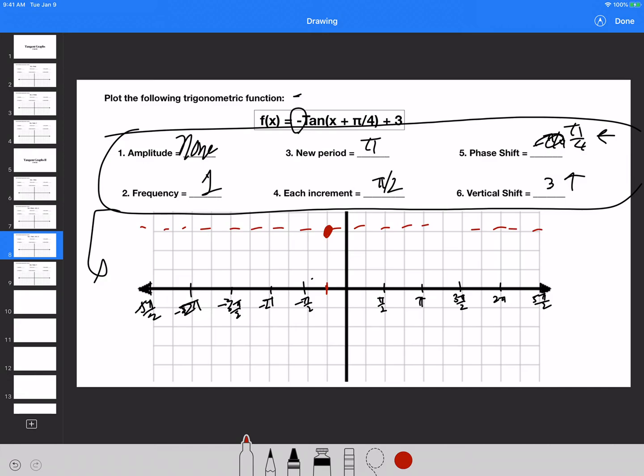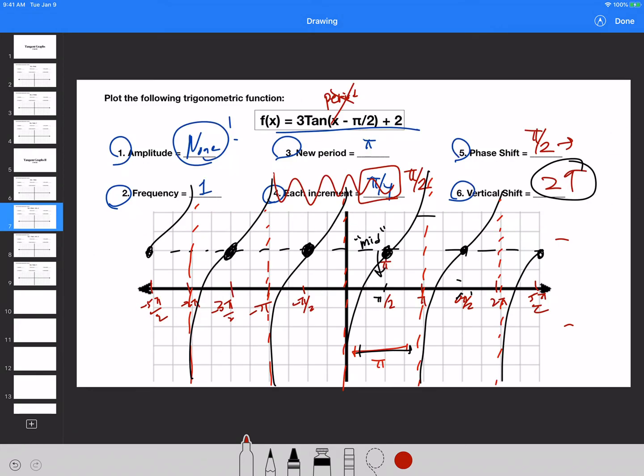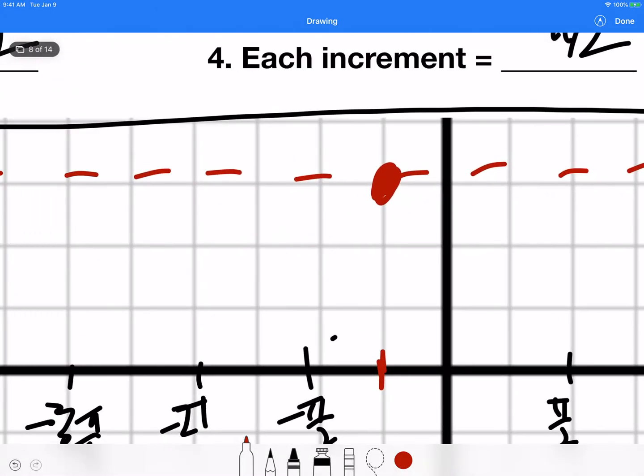Now remember, I want to make sure that my vertical asymptotes will happen within a pi period. So if you take notice of the previous graph, every pi over 2 to the left and to the right was your framework, your vertical asymptotes. So from where you started here, you move pi over 2, which is 2 increments. So that will be your vertical asymptote. 2 units to the left and 2 units to the right this way. That will be your vertical asymptote.